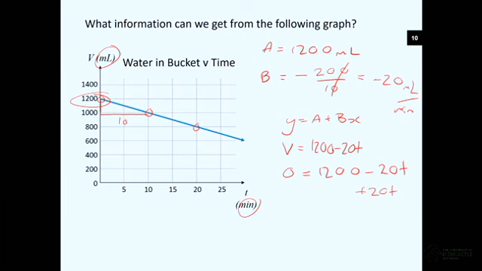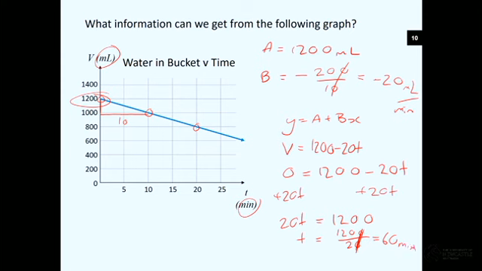But I'd rather add 20T to both sides, because now I've got a 20T on the left equals a 1200 on the right. Don't subtract that 20. Remember that 20 is times the T, so better divide by 20. Divide both sides by 20, and I get my answer of 1200 on 20. Let's lose a zero. 120 divided by 2 is 60. And I'm finding myself at T, and T's in minutes.